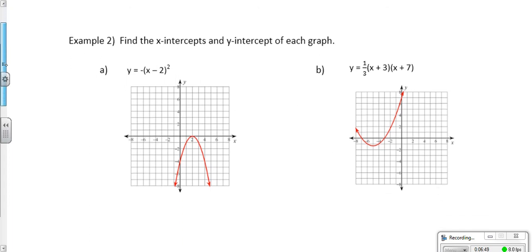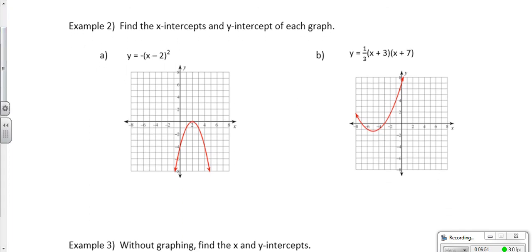So let's take a look at a graph and answer these questions. What are the x-intercepts and the y-intercepts? Now these are nice because all we're doing is looking at the graph and asking ourselves, where does this graph cross the x-axis? Right there. That is an x-intercept. And down here at negative 4, that is the y-intercept.